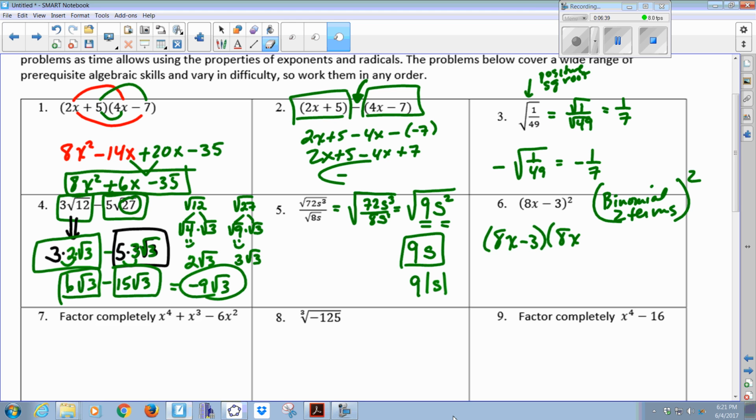We have 8x minus 3 times 8x minus 3. And then we go to work like we did in number 1 earlier. We use our distributive property twice. We get 64x squared minus 24x.